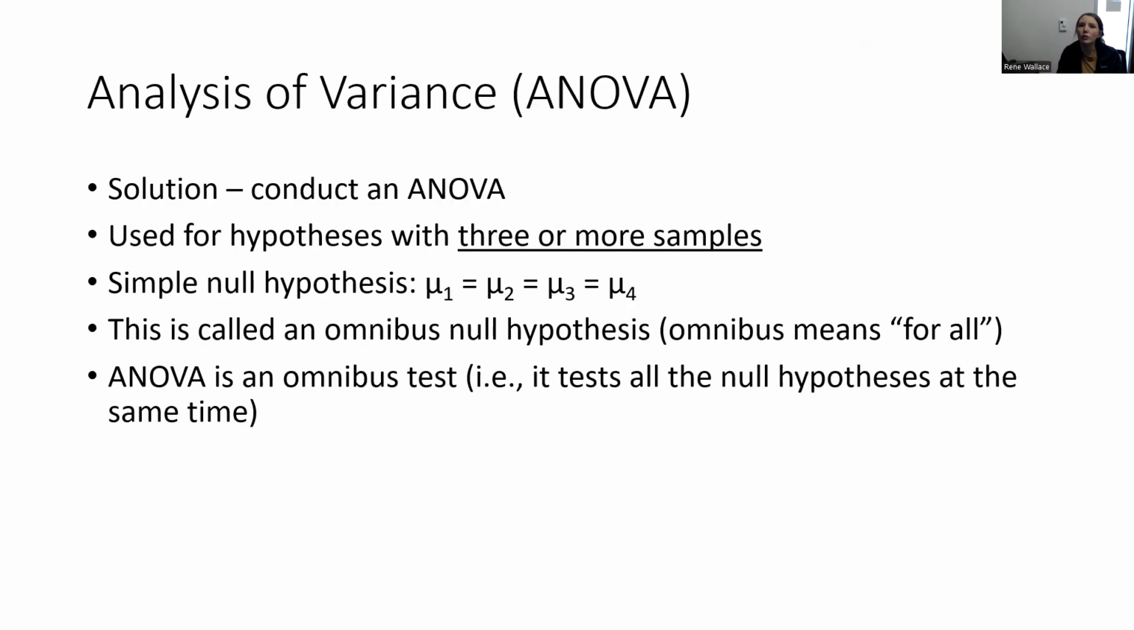So we can do this when we have three samples or more. So if you have two, still use your t-test. But if you have three or more samples, then we need to do an ANOVA.